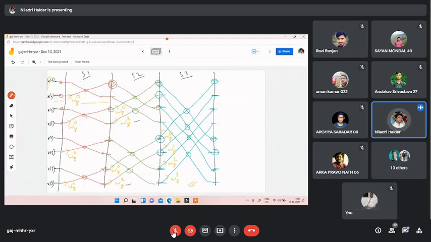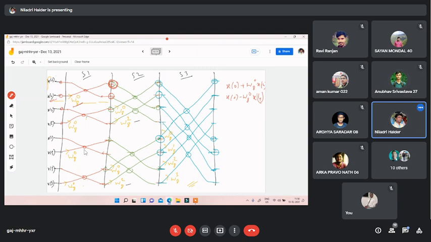This output will be what? X0. I am writing this output. X0 plus X4 into W80, so W80 into X4. That is your output. That output will be X0 minus W80 X4. So for each and every case, you know how to calculate the output. For each and every case, you will get the output like that.